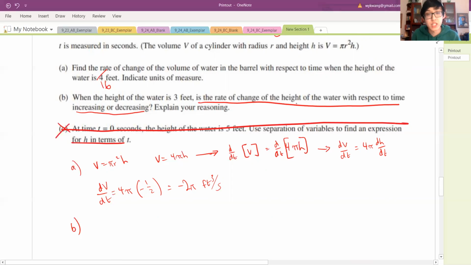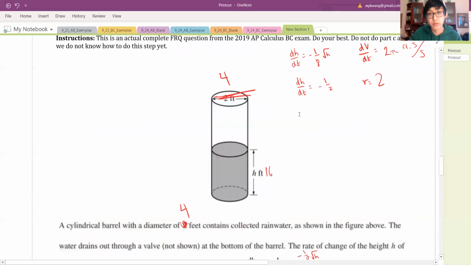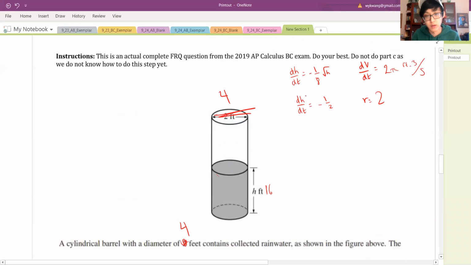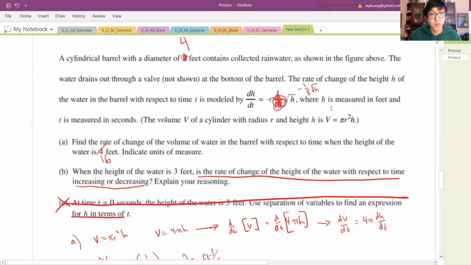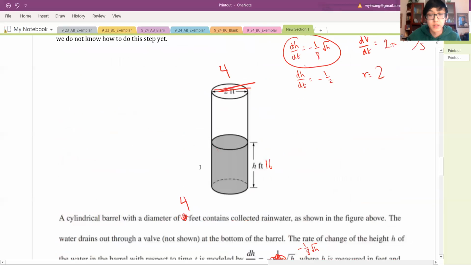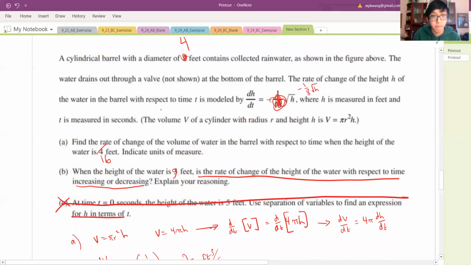So what is the rate of change of the height of water? Well, we already know the rate of change of the height of water, right? It's this equation. And then they're asking us for a different height this time. I'm going to change this to when the height of water is 4 feet. When the height of water is 4 feet, is the rate of change of the height of water with respect to time increasing or decreasing?